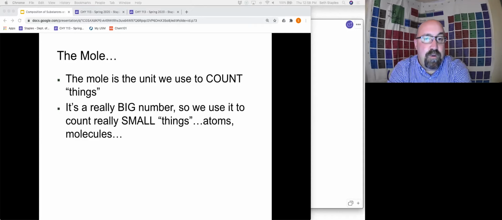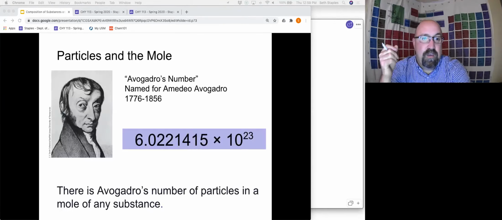And so it's the unit that we use to count really small things. It is a really, really big number, which means that we use it to count really, really small things. So let's just get an idea for the number.